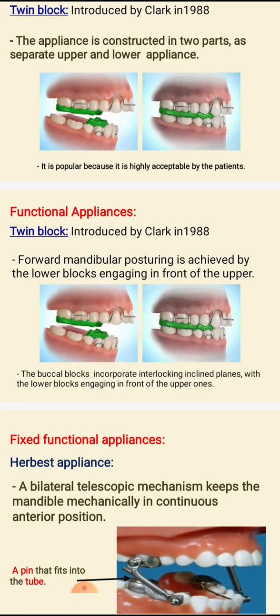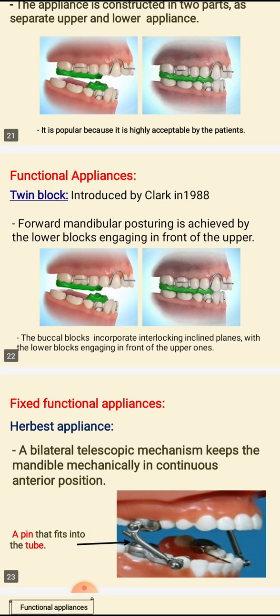Forward positioning of the mandible is achieved in this type of appliance by the lower blocks engaging in front of the upper. The appliance incorporates interlocking inclined planes. These interlocking inclined planes guide the mandible forward until it engages in the upper part of the appliance.